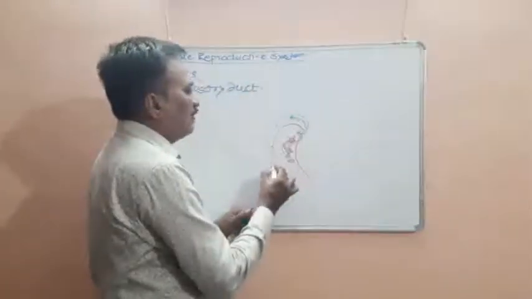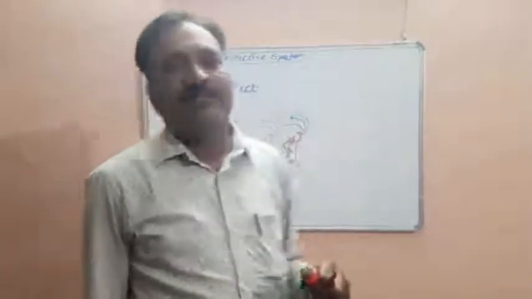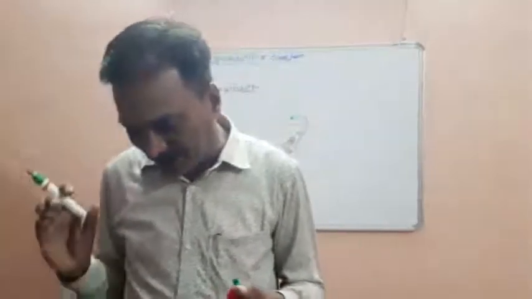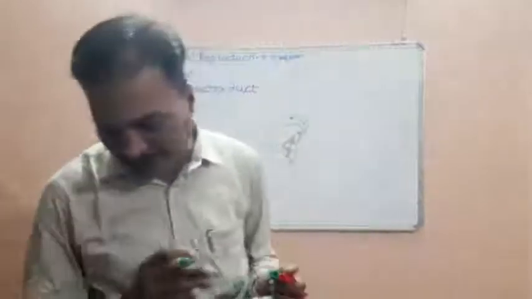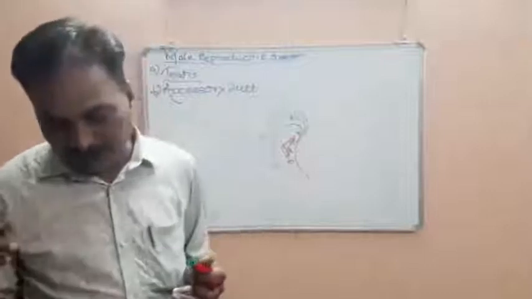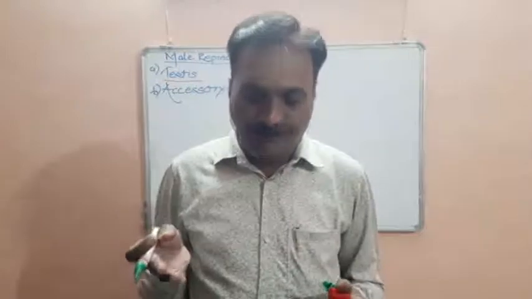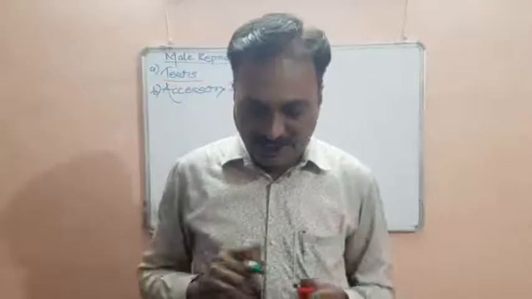Here in the region of the epididymis, the male gametes complete their maturation phase. So from the epididymis, later on, the male gametes are carried through the duct called the vas deferens, and this vas deferens finally extends through the region surrounding the urinary bladder.